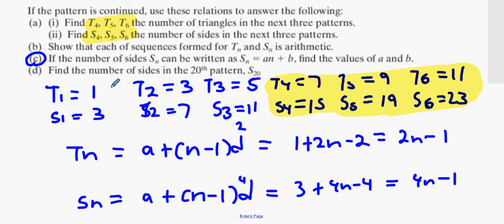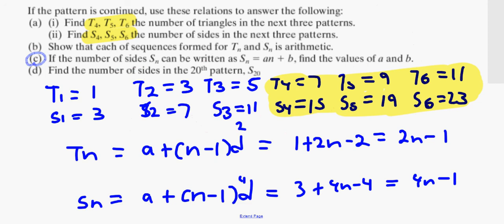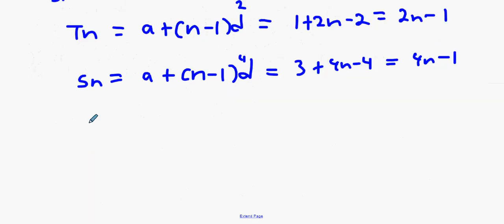How do you prove something's an arithmetic series again? Just show that the gap is always the same. That's what proves it's arithmetic. Is that okay? If the gap is always the same, it proves that it's an arithmetic sequence. Is that alright? My bad. And we've already answered part C, haven't we? Done. Find the number of sides in the 20th pattern. S20. S20 equals 4 times 20 take away 1, which is 79.